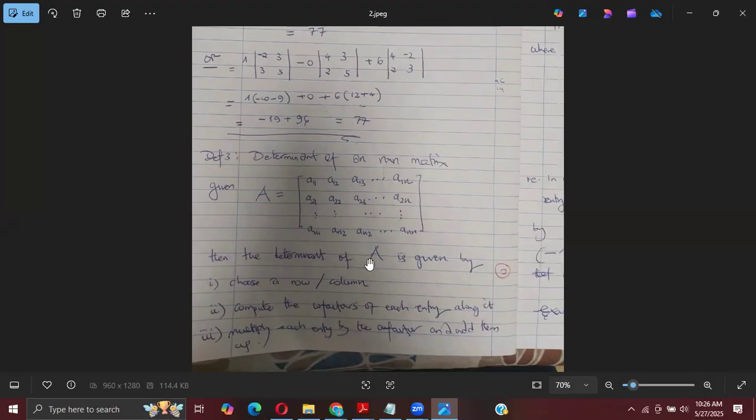So then the determinant of the matrix A is given by a number of steps. One is choose a row or a column along which to expand the determinant. Number two, you compute the cofactors of each entry along it. Now, don't worry about what cofactor is. And number three, multiply each entry by its corresponding cofactor and add them up. That gives you the determinant, all right?